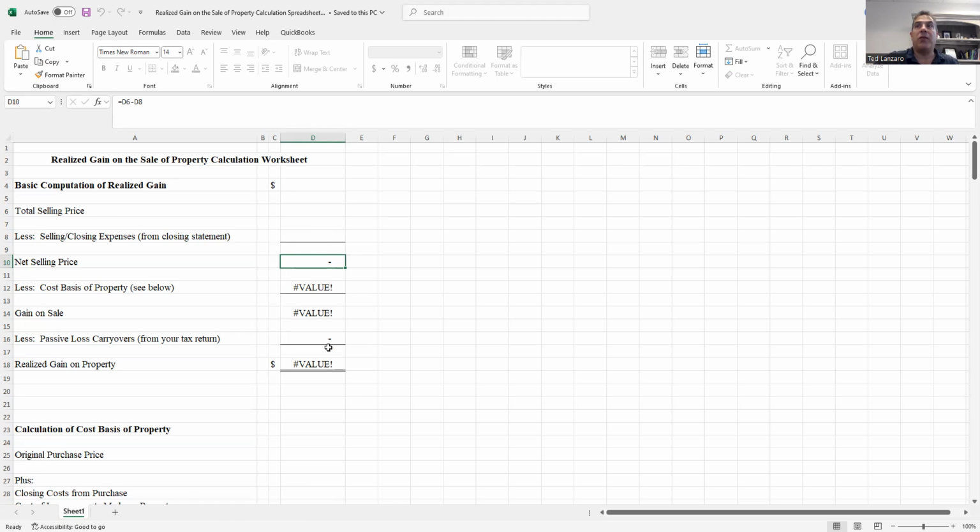And maybe you have some passive loss carryovers that would reduce the gain for taxable income on your return. But otherwise, this is how you calculate the gain on the sale. The gain on sale is total selling price minus closing expenses minus cost basis of the property equals the gain on sale. And once we know that, then we can start planning on strategies on how to minimize the tax on that.